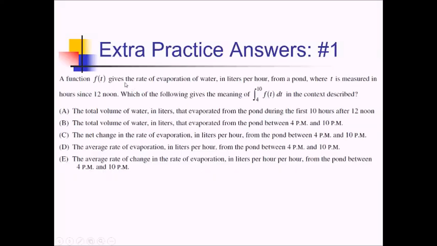For this problem, we have a function f of t giving the rate of evaporation of water in liters per hour from a pond. T is the number of hours since noon. We want to know which of the following gives the meaning of the integral from 4 to 10 of f of t dt in the context described. Since f of t is the rate at which water is evaporating, integrating that gives us the total amount of water that actually evaporates. So this is going to be the amount of water evaporated, and since t, the input for these limits of integration, is the number of hours since noon, we're talking about the water evaporating between 4 p.m. and 10 p.m.